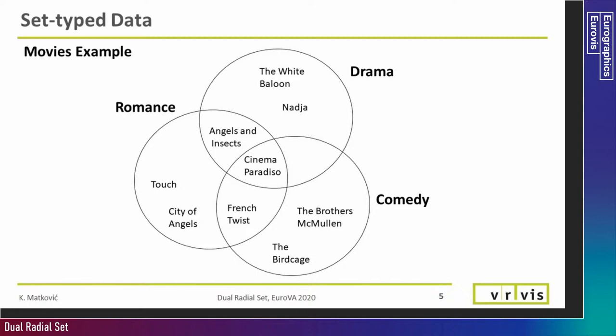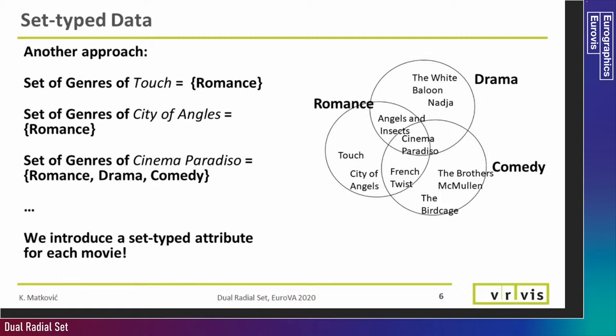Now, instead of putting the movies in these sets of drama, romance, and comedy and their corresponding intersections, we can have another approach. We can say that each movie has a set of genres. So the movie Touch, for example, has a set that contains romance only. City of Angels has a set of genres, again romance only. But Cinema Paradiso has a set of romance, drama, and comedy. French Twist has a set of romance and comedy. Angels and Insects has a set of romance and drama.